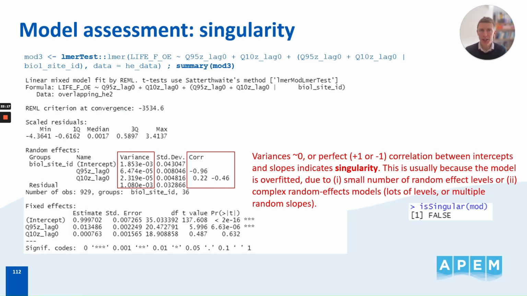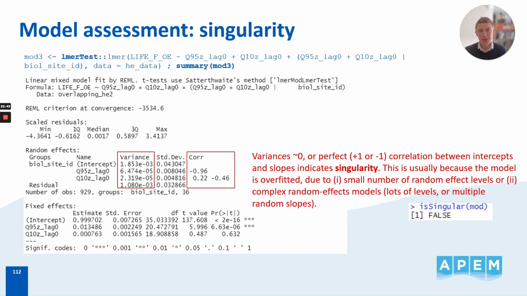When you're fitting linear mixed effects models using the LMER function, you may encounter warning messages from time to time advising you that your model is singular. Singularity occurs when we have an overfitted model. That is, we have a model which is too complex for the amount of data that we have in our calibration dataset.